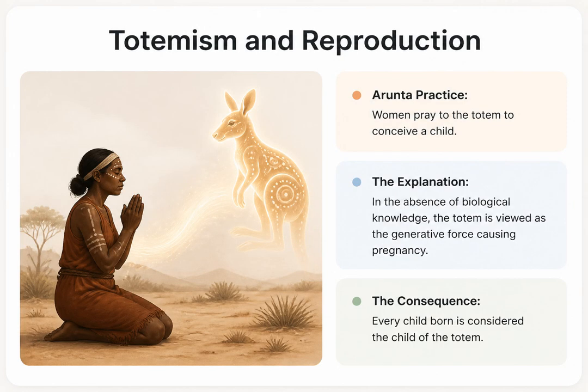Frazer provided another striking piece of evidence from the Arunta regarding reproduction. When an Arunta woman wanted to conceive, she would pray and make offerings to the totem. In a society where the biological mechanics of fertilization were unknown and the connection between intercourse and a pregnancy 9 months later wasn't clear, the explanation had to come from elsewhere. If a woman prayed to the totem and became pregnant, the logical conclusion was that the totem caused the pregnancy. Therefore, the totem was the ultimate generative force, making every child born in the community a direct descendant of that totem.